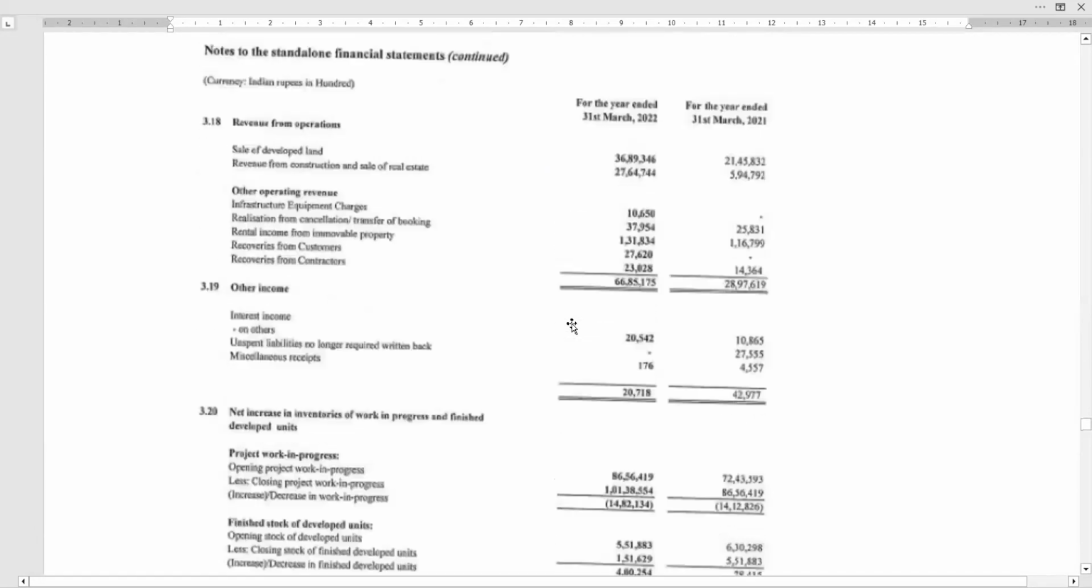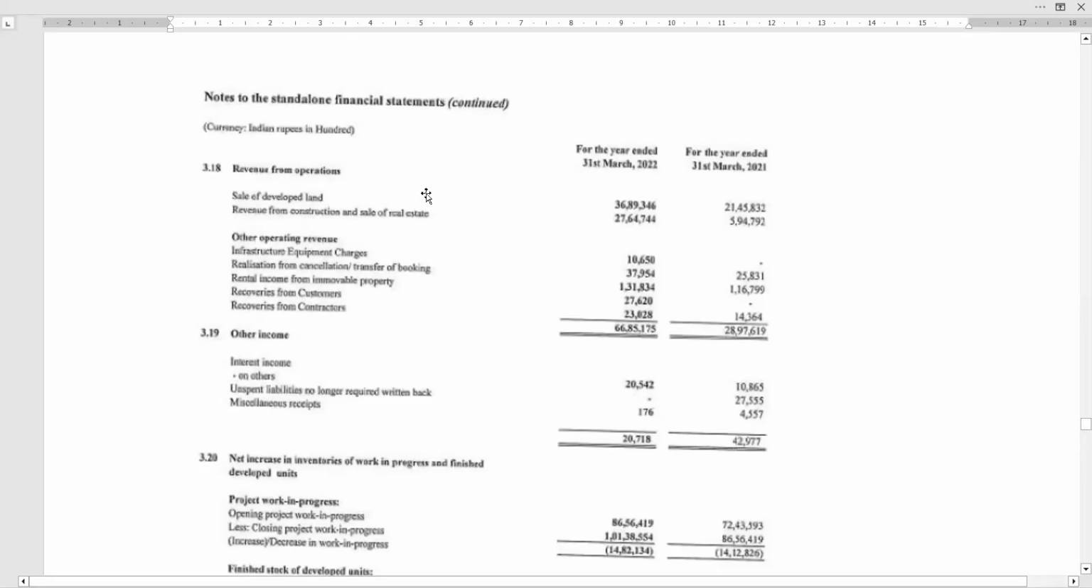You see here, revenue from operations, sale of developed land. By seeing this, without having read their memorandum or articles of association, we can understand, as even a layman can understand, that sale of developed land means they are plotting and selling the property. Revenue from construction and sale of real estate. That means they are constructing some flats and selling those flats, or maybe commercial also. But it is as inventory, not as a fixed asset.